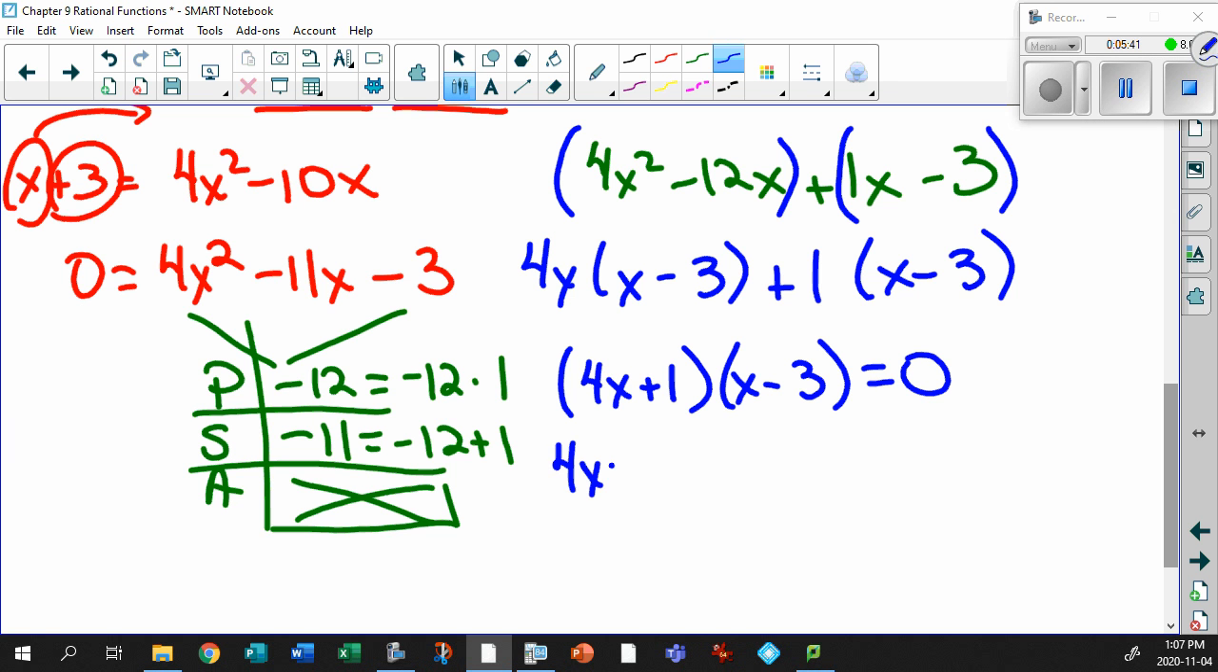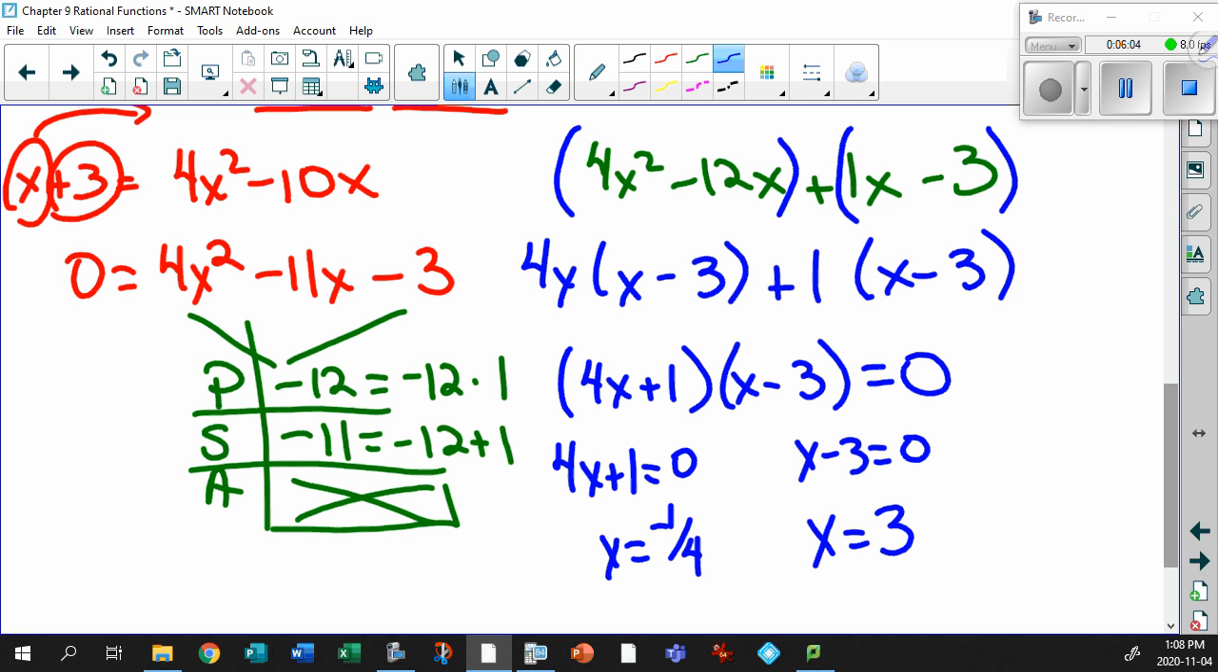4x plus 1 equals to 0. So x, doing a little bit of moving things around, a little bit of algebra, bring the 1 over, becomes a minus 1, divide by 4. This becomes minus a quarter. Whew! And then this guy, of course, x minus 3 equals to 0. Bring the 3 over. x equals to positive 3.